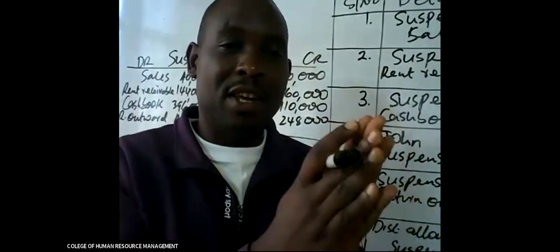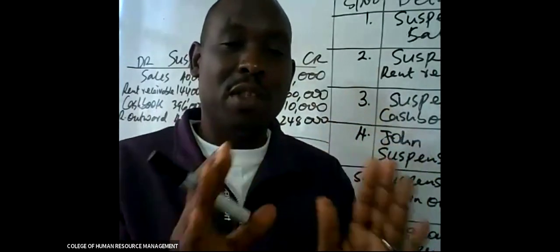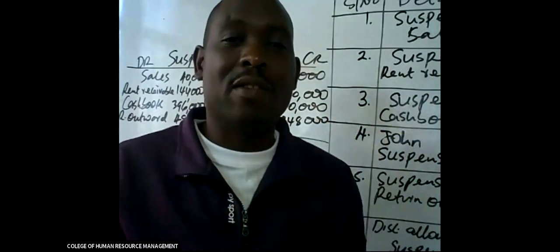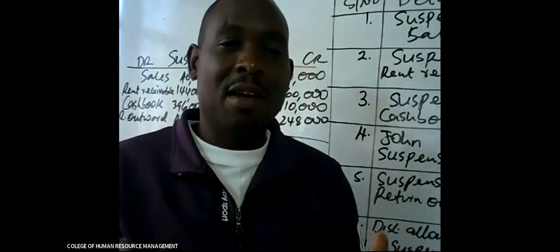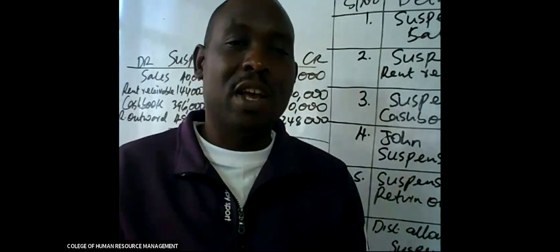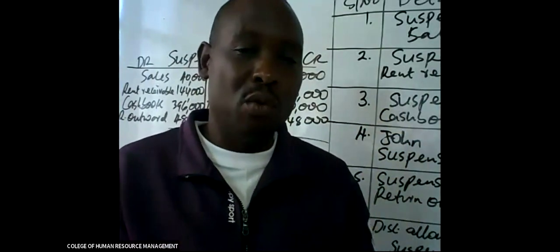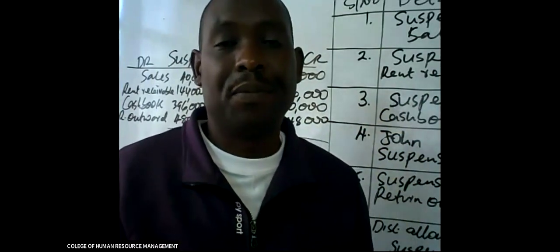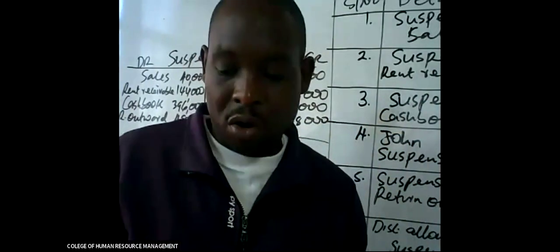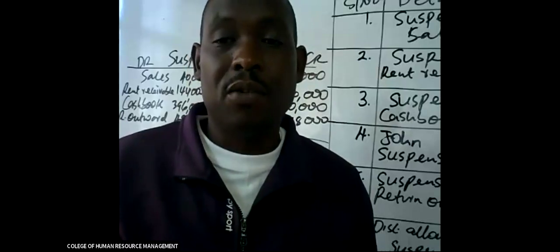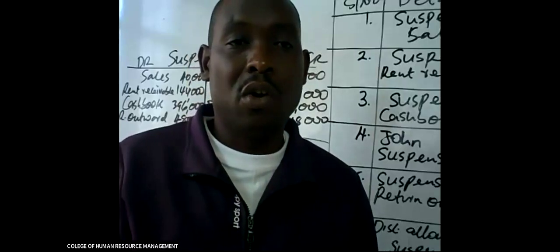In the RMS, we have those notes. Errors not affecting the trial balance, those errors, when they are being corrected, don't require suspense. Errors affecting the trial balance, those errors, when we are correcting them, we use the suspense account. Any other question before we call it a lesson?